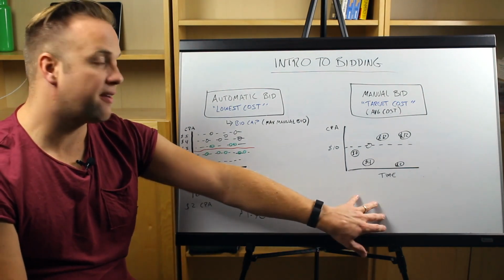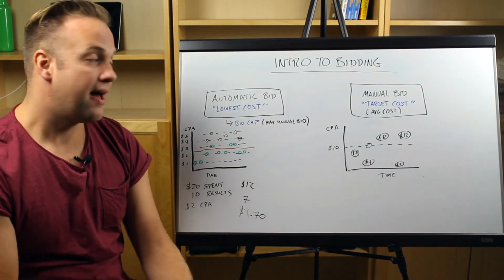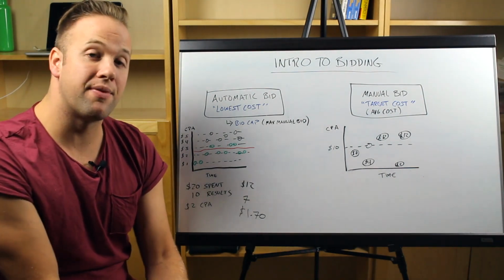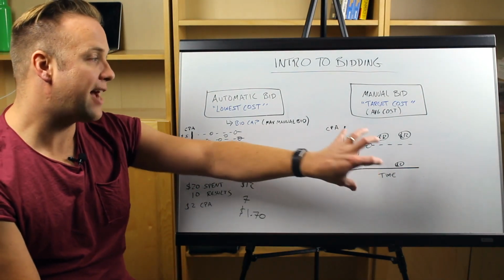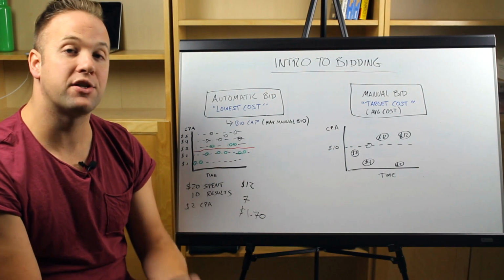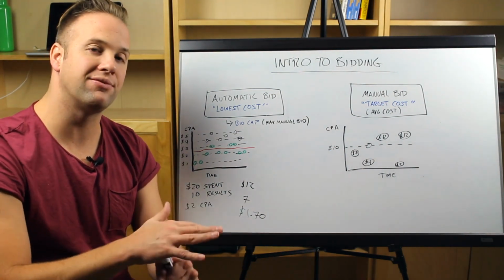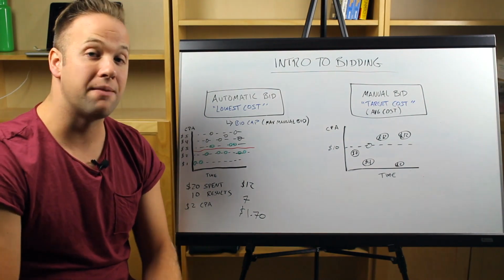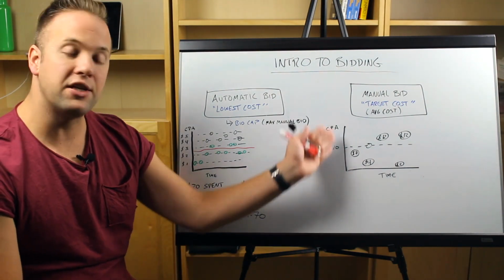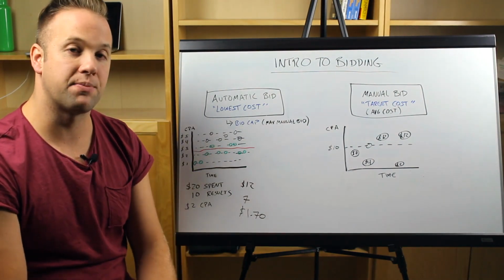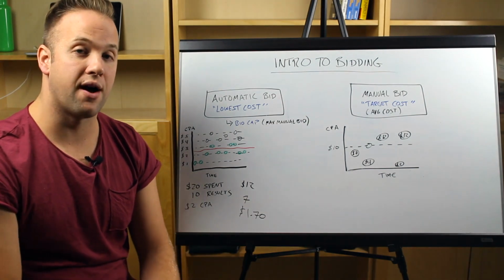So the advantages here of the manual bid side are that when you're trying to scale something, the actual cost per action is much less volatile. It's much less likely to be influenced by increases in budget, because there's this range here, there's this flexibility for Facebook to deliver on these average costs.